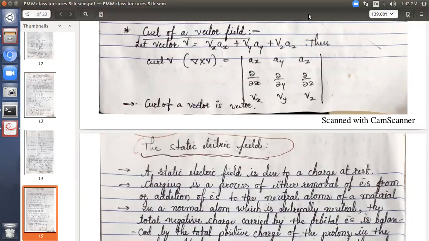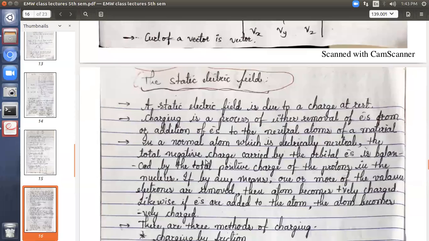Still, how much time is remaining? Can anybody tell?